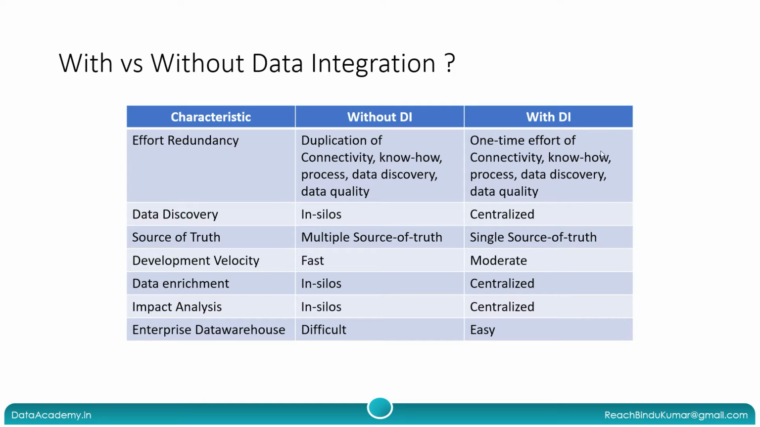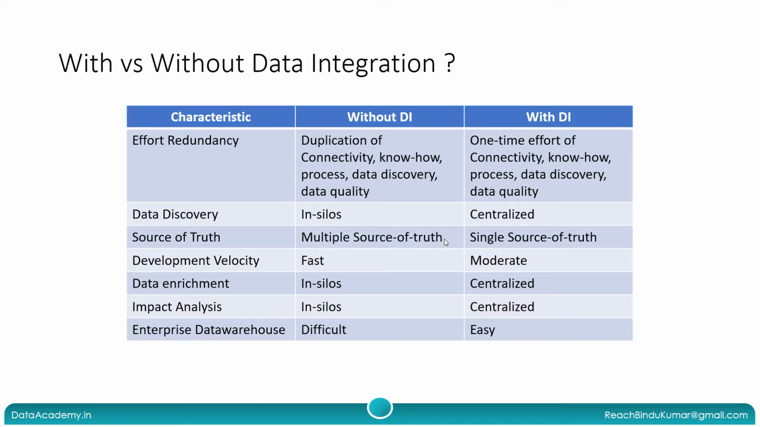With a data integration project, there is a one-time effort of all of this, right? Because you need to do that activity just once, and then that knowledge, that know-how, can be shared with multiple downstream systems. Second characteristic is data discovery. Without a data integration project, data discovery is done in silos, meaning it is done in isolation from one project to the other. With a data integration project, your data discovery can be done once, hence it is centralized.